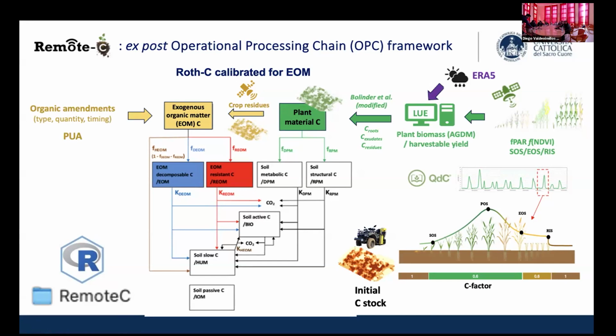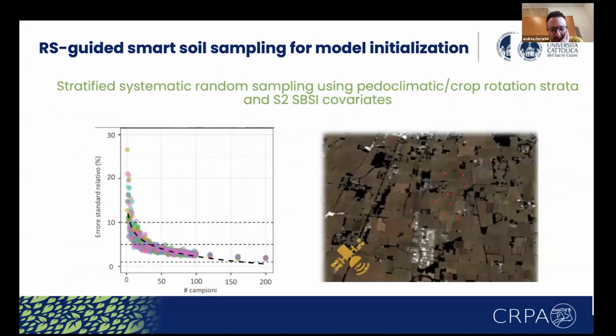No worry. Then the organic amendments take their data from the declaration of the farmers and are ingested spatially into the parcels that are being simulated. And that's how it looks.